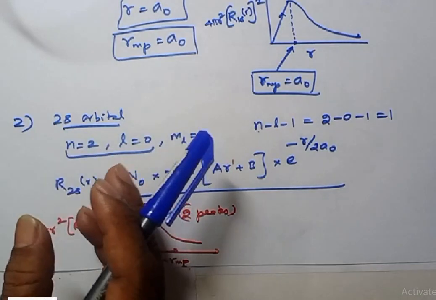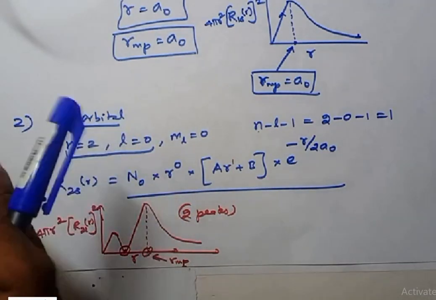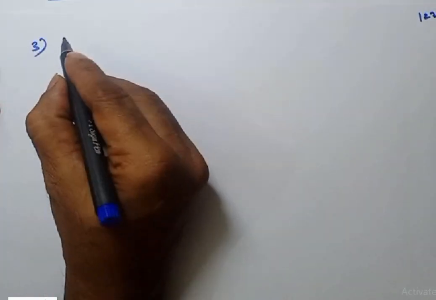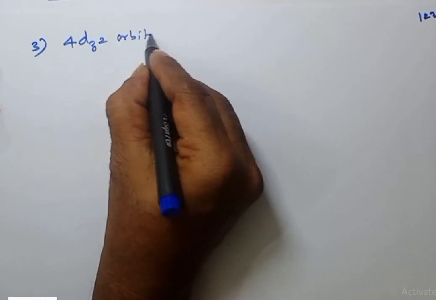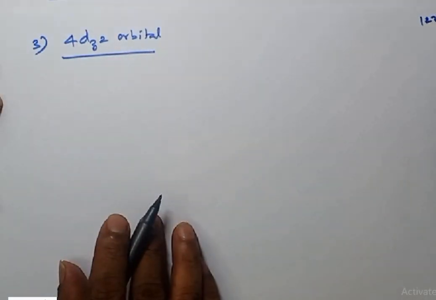Likewise, we can write the wave function for any orbital. That is the radial part of the wave function. Okay, let me show you another example. I'll take some orbital, not necessarily s alone. We can take some orbital. Say for example, I'll take 4d z square orbital.